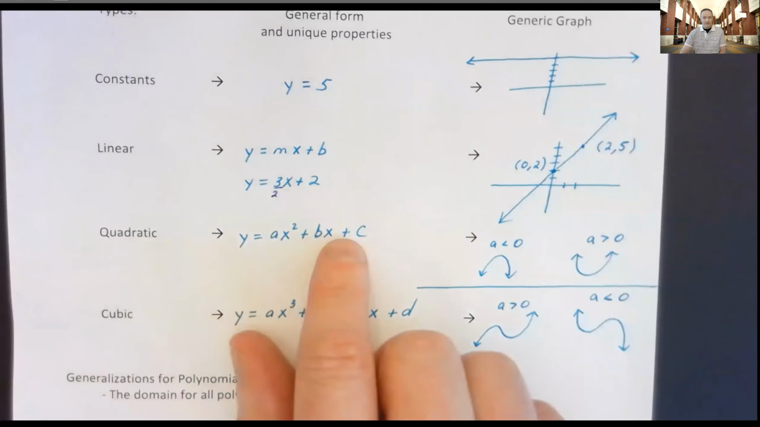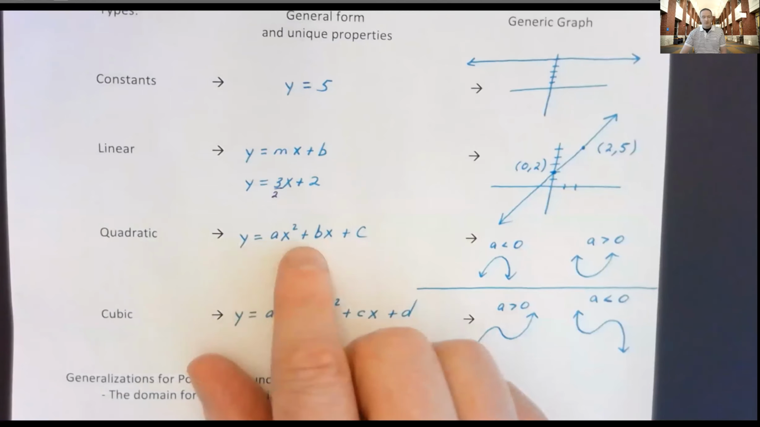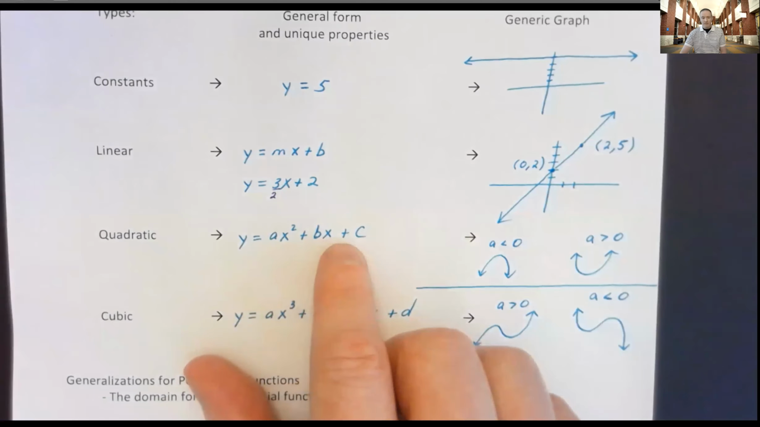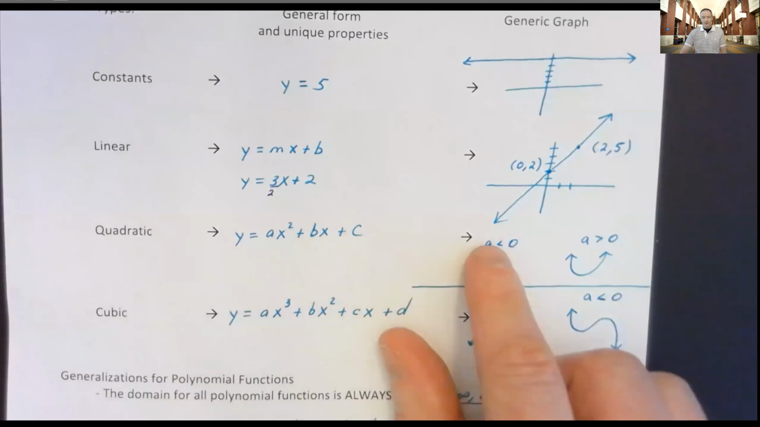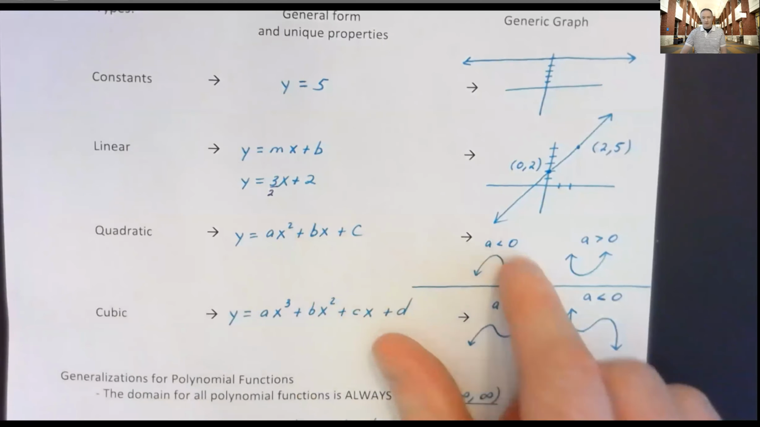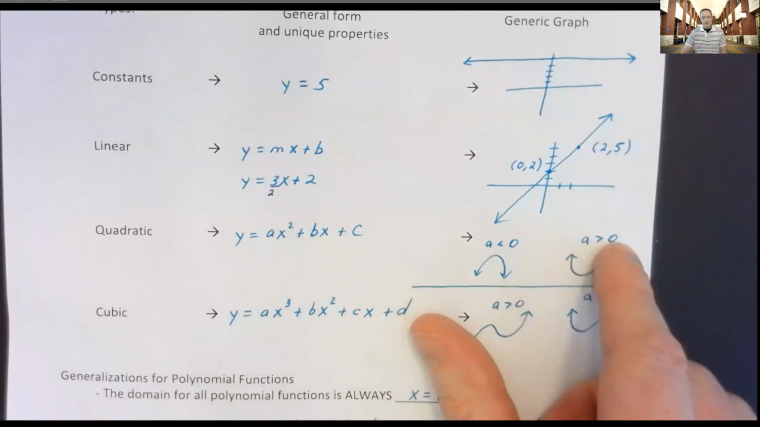Now, for quadratic functions, at this point, I just want you to understand that the general equation of a quadratic is ax squared plus bx plus c. That quadratic is going to point down if the leading coefficient is negative, and it's going to point upwards if the leading coefficient is positive.